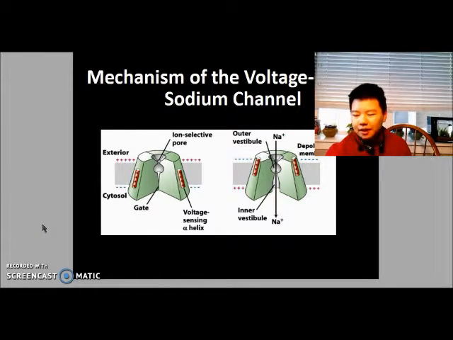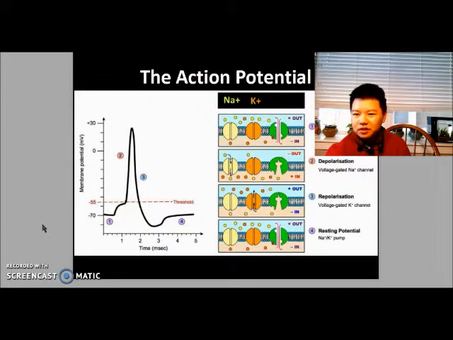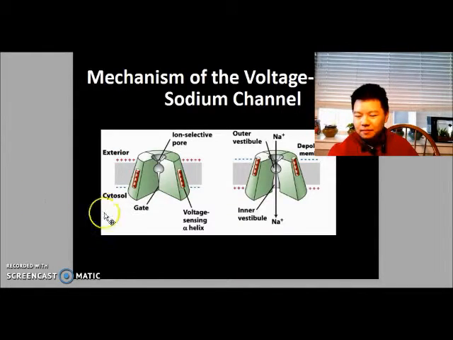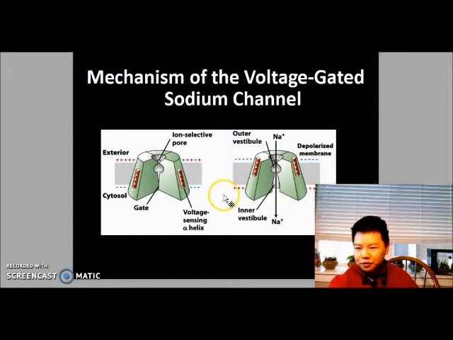I thought you might want to know how that voltage-gated channel works. So why does it only open when the cell is depolarized to a certain threshold value? It's because of the structure of the channel. For example, this is a sodium voltage-gated channel.